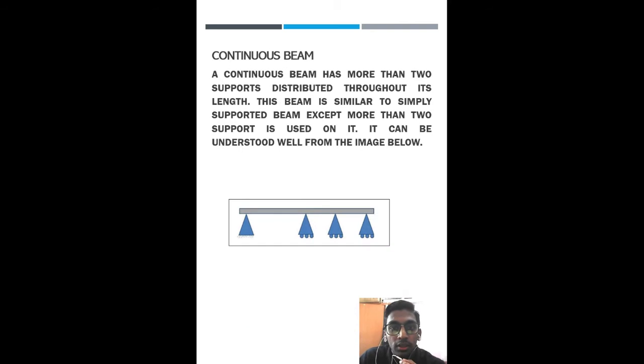Okay, next, the continuous beam. A continuous beam has more than two supports distributed throughout its length. This beam is similar to a simply supported beam except more than two supports are used on it. It can be understood after we see this image below, and this is an example to understand the continuous beam. Okay, that's all for me.